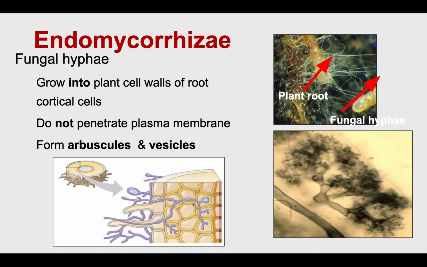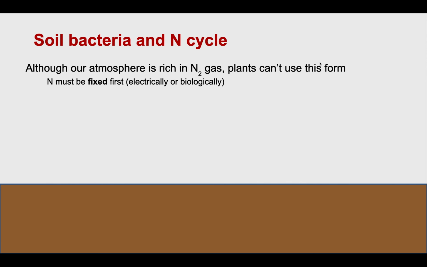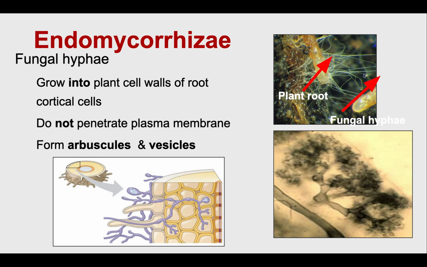And they can form different structures that help with the communication and absorption of nutrients here. They can form arbuscules and vesicles. We can see all these clumping features here. And again, we're really just increasing our surface area here. And these plant roots, which my arrows are a little messed up here, this fungal hyphae really should be pointing to these very, very thin strands.